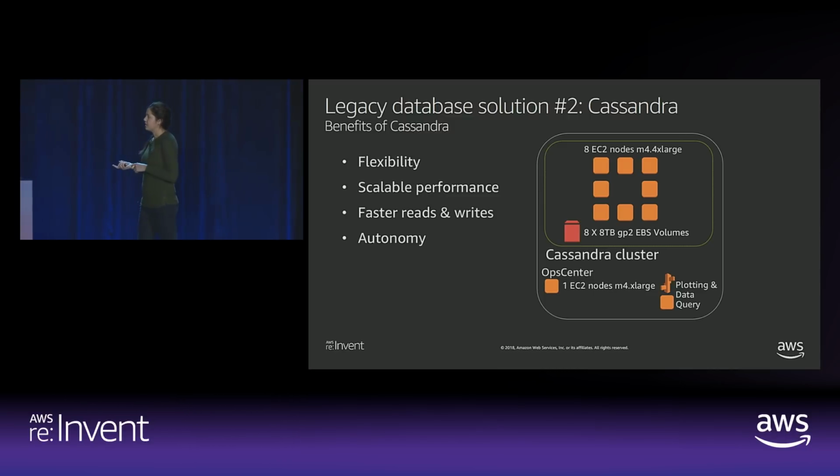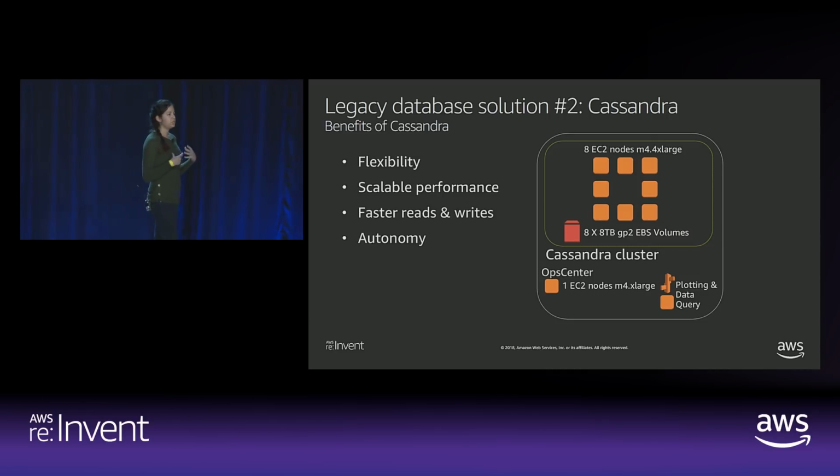Now with that, we also needed something to manage the cluster. That's why we have Ops Center. So by switching to Cassandra, we saw a huge improvement in terms of flexibility and also scalable performance. We also saw much faster reads and writes compared to the data warehouse. But most importantly, we had our own autonomy.